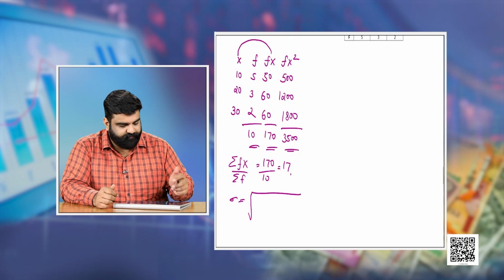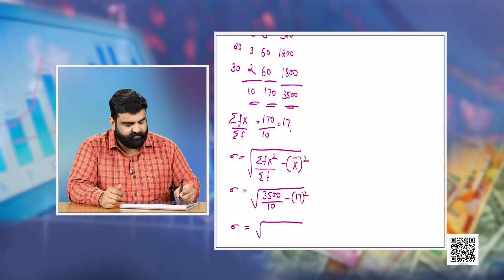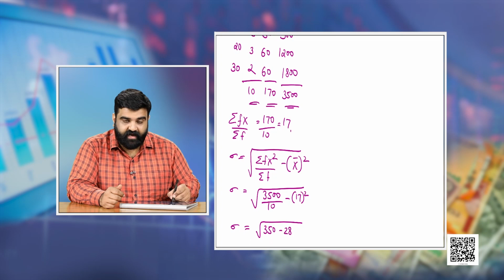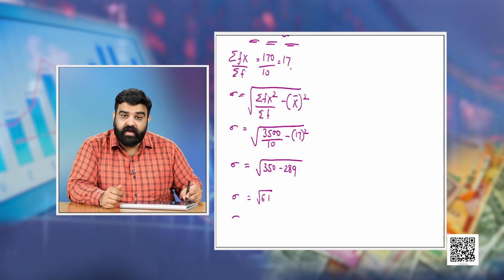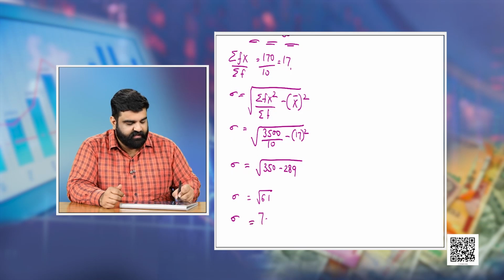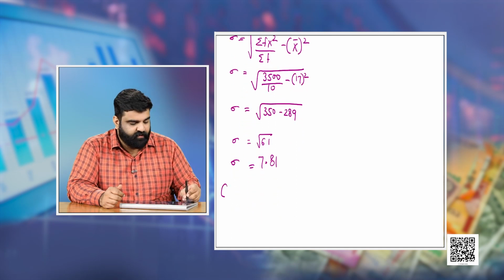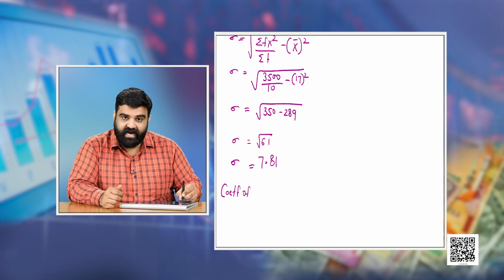Now, let us calculate the standard deviation by direct method. The formula for this will be the square root of sigma fx square by sigma f minus mean square. So, we have 3500 by 10 minus 17 square. So, we have 350 minus 289. So, it will be root 61 and my final answer for the standard deviation will be 7.81.